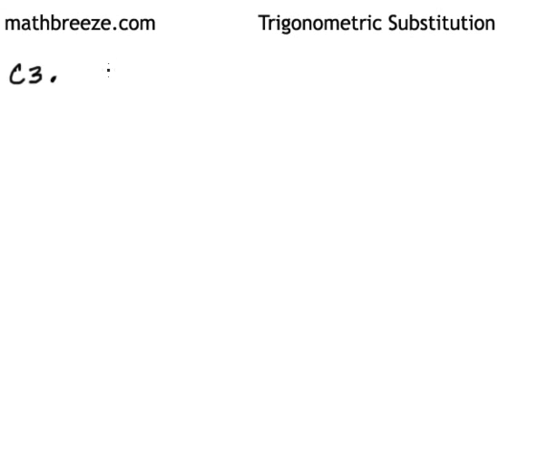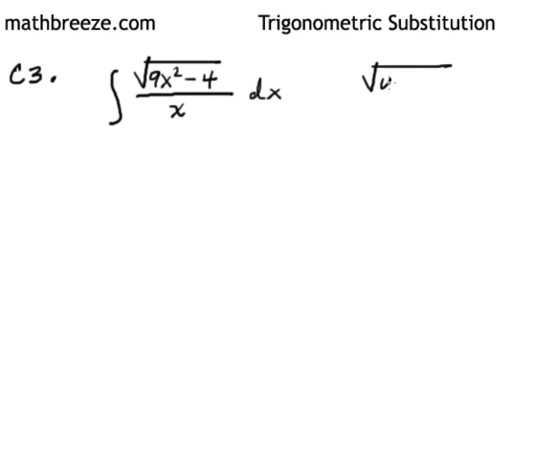Okay, let's look at C3. Here we have the integral, and on top we have the square root of 9x squared minus 4, over x dx. Now this square root is of the form square root of u squared minus a squared. And what we do here is we put u equal to a secant theta. So that's what we'll do. We'll put here our u is equal to 3x, and our a is 2, since 4 is 2 squared. 3x is equal to 2 secant theta.